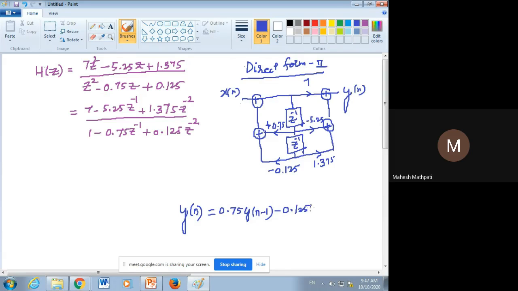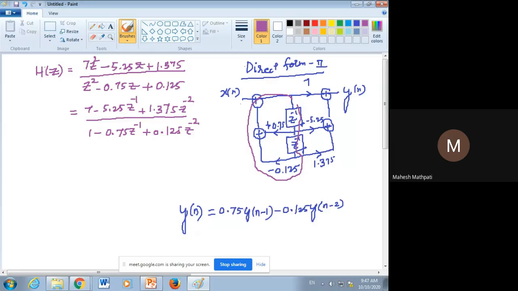0.125 y of n minus 2 equals? The first part we are writing as the output function. So I am writing this part here. This is what we are writing as the output function. So I am just taking y of n passing through this part, it is adding with this. So I am writing it as y of n equals 0.75 y of n minus 1.